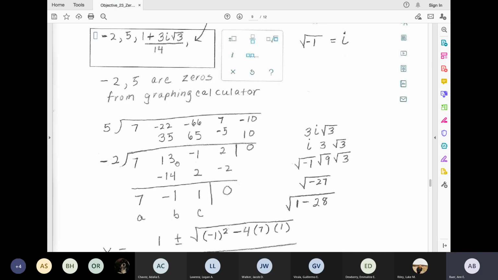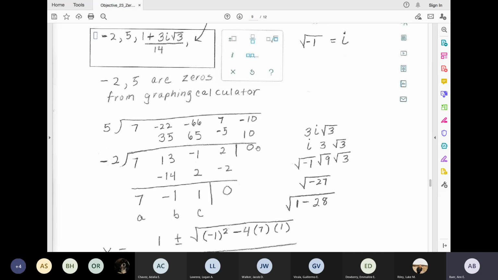Add straight down to get 13. So that 13 goes right there. Then we take 5 times 13, which is 65. Add straight down to get -1. Then we take 5 times this -1, which is -5. Add straight down to get 2. Then we take 5 times this 2 to get 10, add straight down to get 0. That's what we needed. We needed the number 0 there. If we'd gotten anything else, we did something wrong.